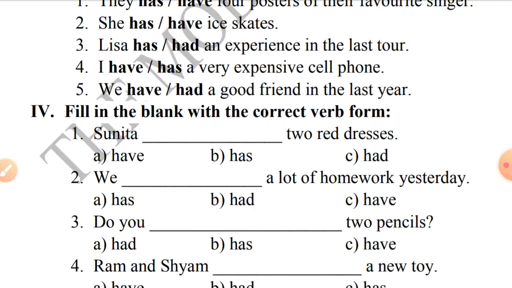Fill in the blanks with the correct verb form. So Sunita dash two red dresses. So here options are given: have, has, had. So this is the present tense. So Sunita means he, she, it. So now you can choose your answer.